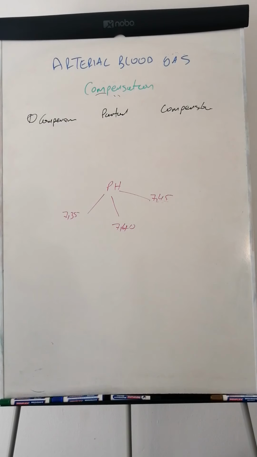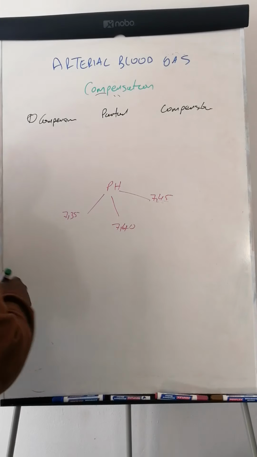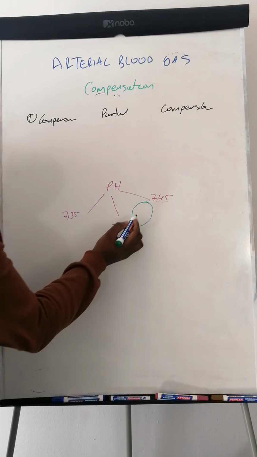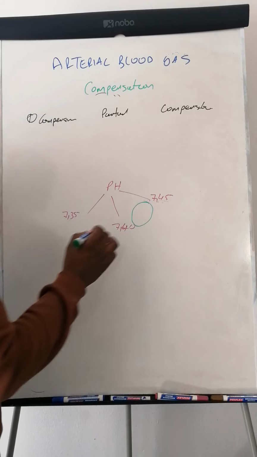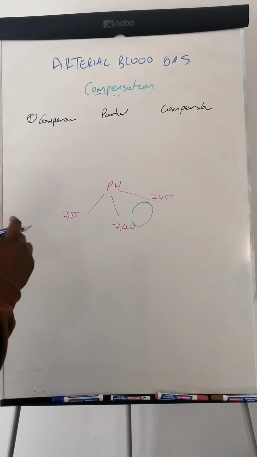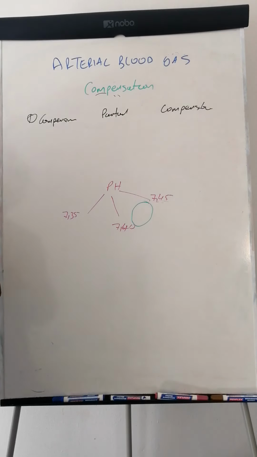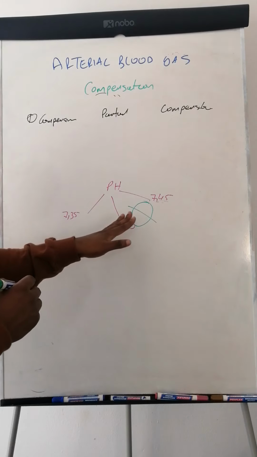So when you have a compensated acid-base disorder, you will have this area. Your pH will be somewhere here, but more towards the 7.45, more towards the 7.5, like 7.44, 7.43, 7.42, somewhere there.